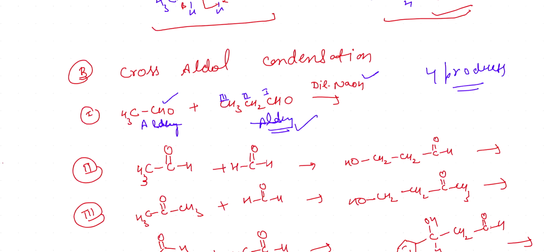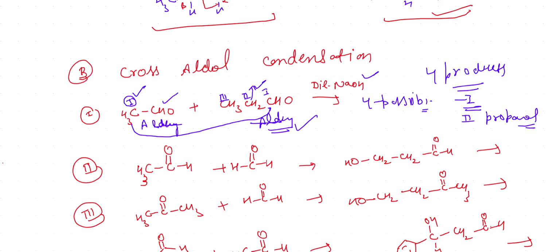How four possibilities? First of all, the hydrogen can be abstracted from this reactant, and this reactant will attack on this carbonyl. Clear? This is one possibility. Second possibility, when the alpha hydrogen is abstracted from the second reactant, that is propanal.